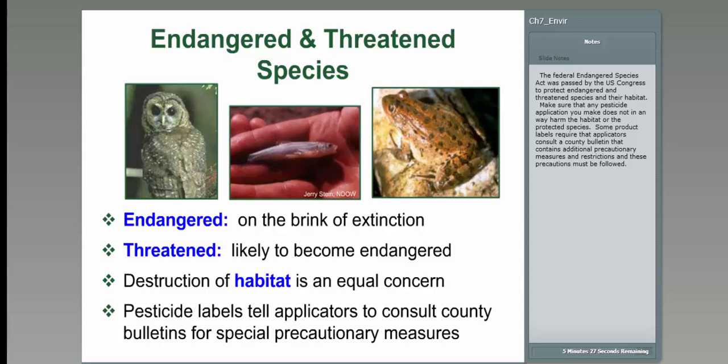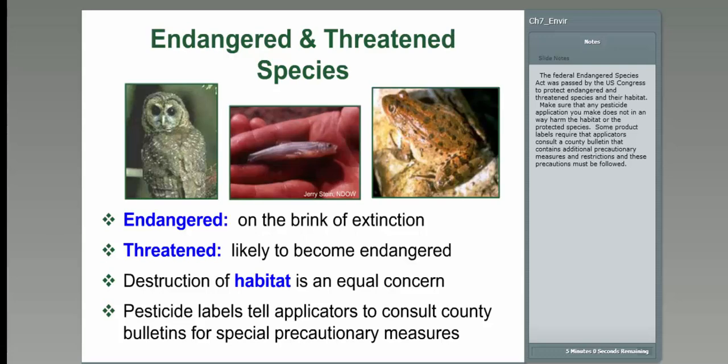The Federal Endangered Species Act was passed by the U.S. Congress to protect endangered and threatened species and their habitat. Make sure that any pesticide application you make does not in any way harm the habitat or the protected species. Some product labels require that applicators consult a county bulletin that contains additional precautionary measures and restrictions, and these precautions must be followed.